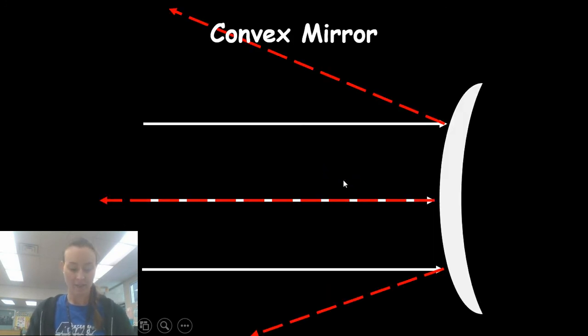A convex mirror, the surface curves outwards. This time, however, the focal point is behind the mirror. So we're still reflecting parallel rays of light, but the difference is the image that is produced. So in a convex mirror, we're not creating a real image. It is a virtual, smaller image.